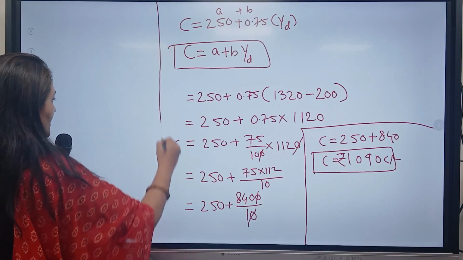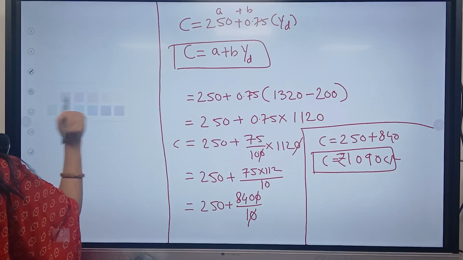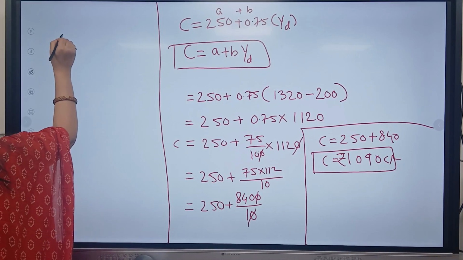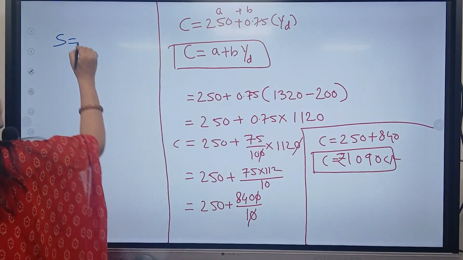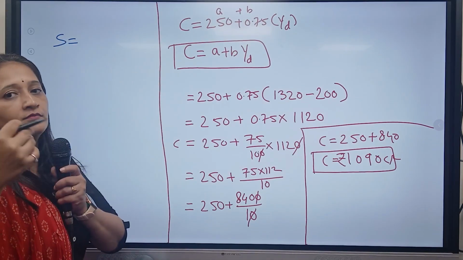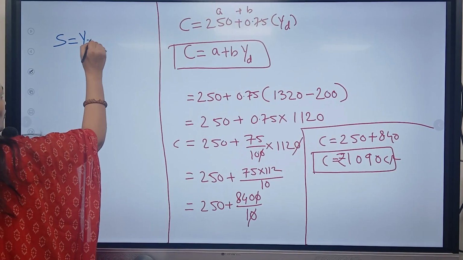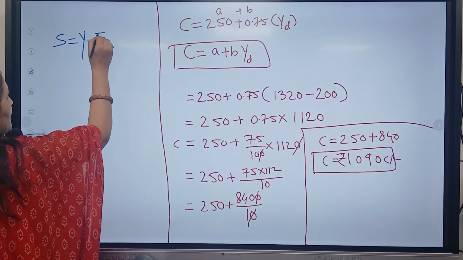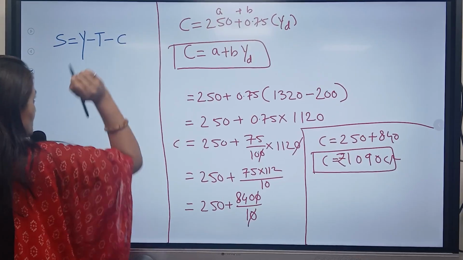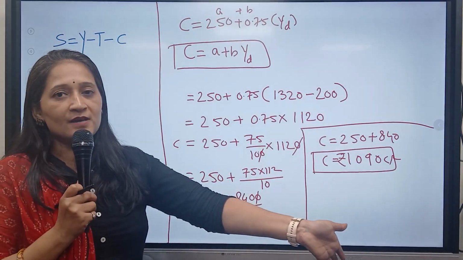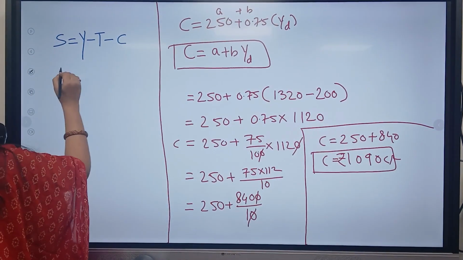I'll do it here itself. Let's do the calculation of S, that is savings. What is savings? Savings are nothing but whatever income is left after payment of taxes and after spending on consumption. So whatever total income we have, whatever is left after paying taxes, that is your disposable income, and from that again you are spending some amount on consumption. After spending on consumption, whatever amount of your disposable income is left, you can save. So that becomes your savings.